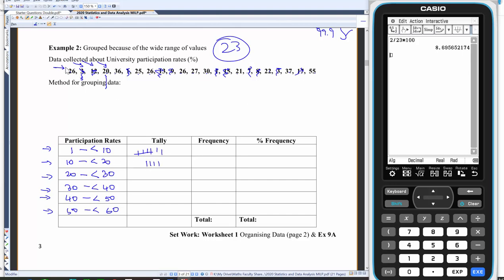Now we're going to get 20 through 30, not including 30 itself: 1, 2, 3, 4, 5, 6, 7. Just ignore that line there. All right, 30 through 40: 1, 2, 3. 40 through 50: nothing. 50 through 60: 1. These should add to 23.